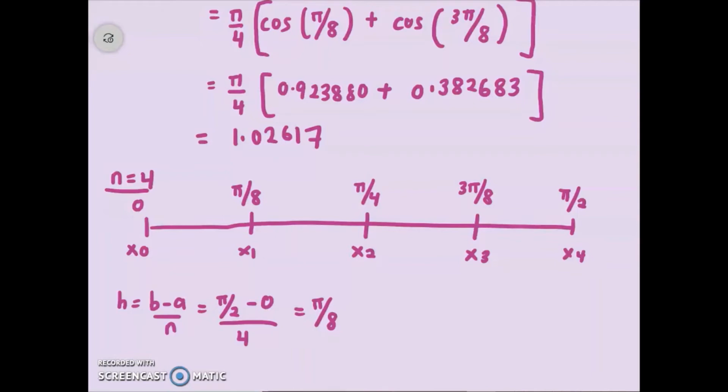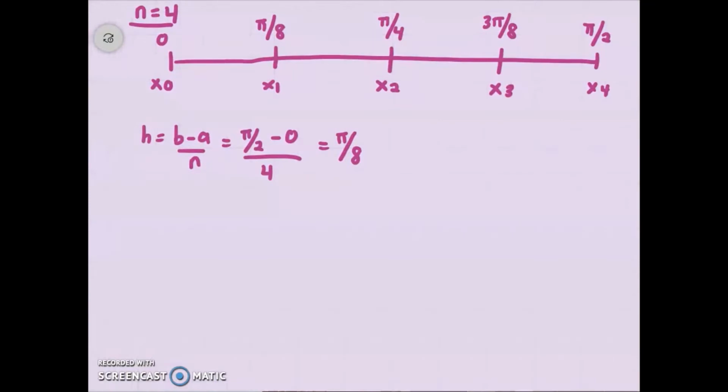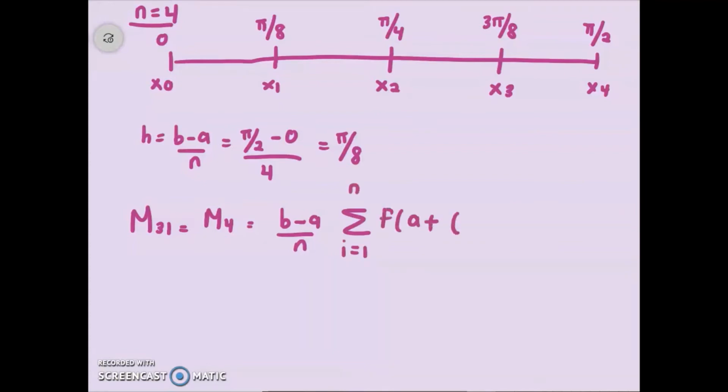Okay, so what we're going to do here, we're going to apply the composite midpoint. The composite midpoint M31 is given by M4, which is (b minus a) over n, summation i equals 1 to n of f of a plus (2i minus 1) h over 2. So this is (pi over 2 minus 0) over 4.